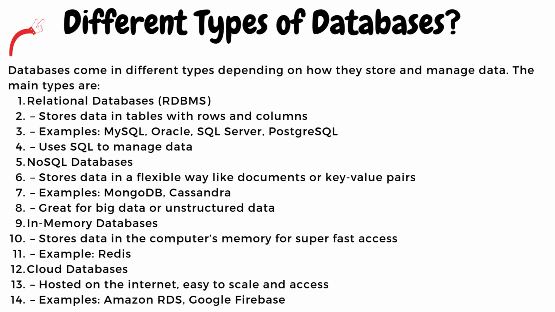In-memory databases store data in the computer's memory for super-fast access. Example: Redis. Cloud databases are hosted on the internet, and are easy to scale and access. Examples: Amazon RDS, Google Firebase.